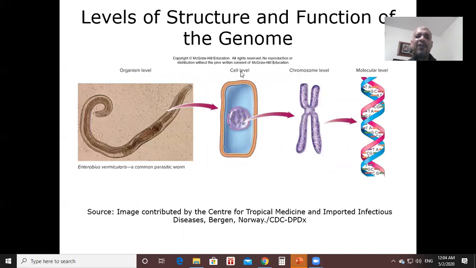So the levels of structure and function of the genome. So here's an organism level. So this is an organism. And then you go to the cellular level. And when one of these cells that are on this organism, at the cellular level, inside the cell, it has a nucleus. And inside the nucleus, you have chromosome. This is the chromosome level. And then making up this chromosome is the DNA. And it has the genes on it.